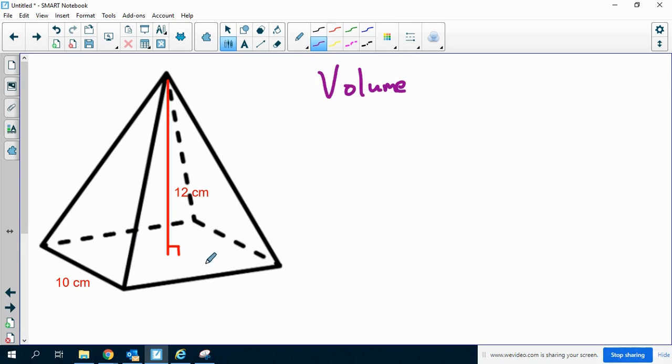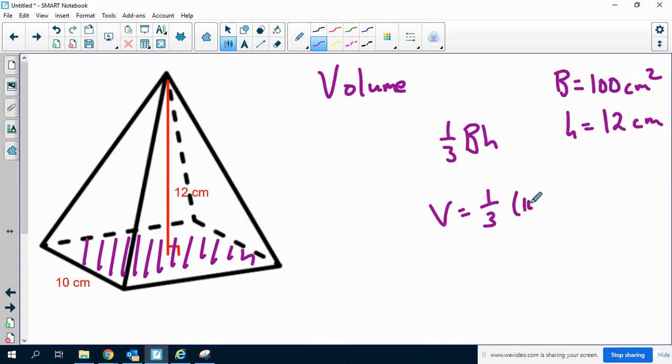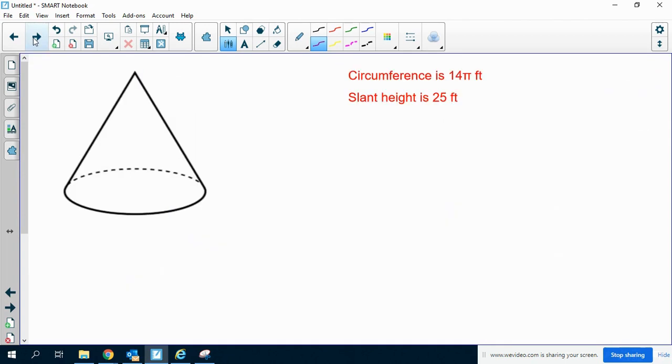So if we're going to find the volume of this square pyramid that we found in the surface area video, we have the area of the base. So remember, formula is 1/3 area of the base times the height. Area of the base is 100 centimeters squared, and the height is actually given to us in this problem. So that's 12 centimeters. So all I have to do is 1/3 times 100 times 12, and I get 400 centimeters cubed. Just a reminder, when we're doing volume, we do centimeters cubed, and when we're doing surface area, we're doing whatever the units are squared. So that one was pretty easy.